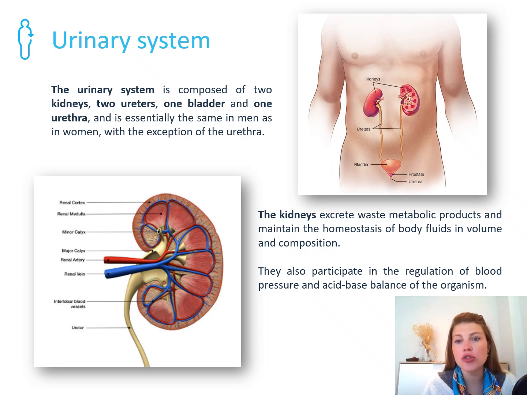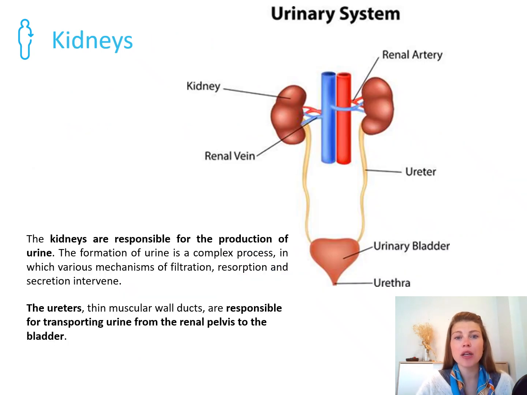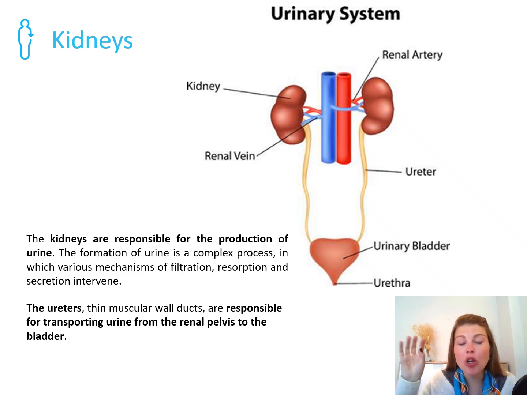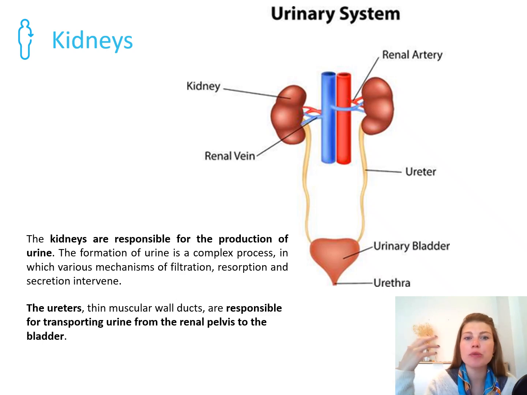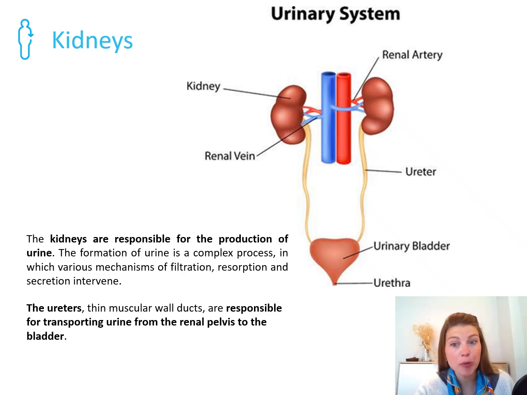That's why women are also more likely to have urinary tract infections, for example. So the kidneys excrete waste metabolic products and maintain the homeostasis of body fluids in volume and composition. They also participate in the regulation of blood pressure and the acid-base balance of the organism. The kidneys are responsible for the production of urine. The formation of urine is a complex process in which various mechanisms of filtration, resorption, and secretion intervene.